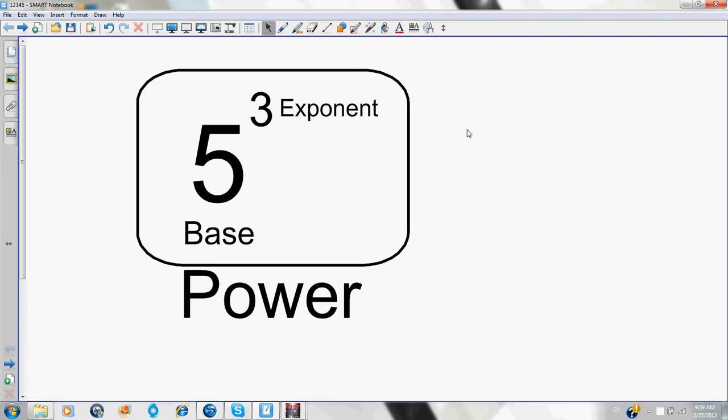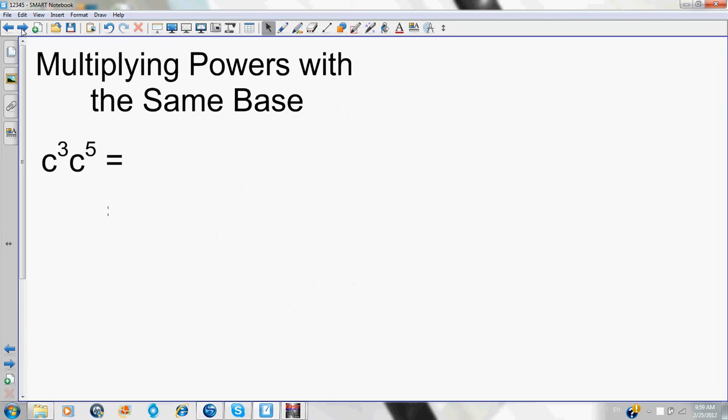As you've learned before, a power is made up of a base and an exponent. In this case, the base is the 5, which is right here, and the exponent is the 3, and we would read this as 5 to the third, or 5 cubed. And what we're going to be doing in this video is multiplying powers with the same base.